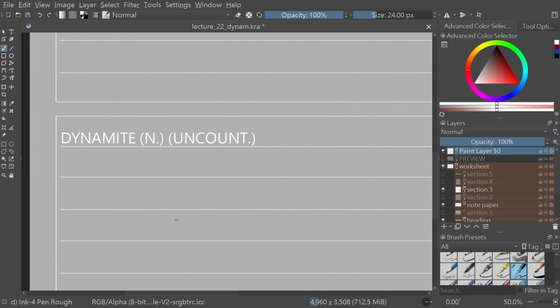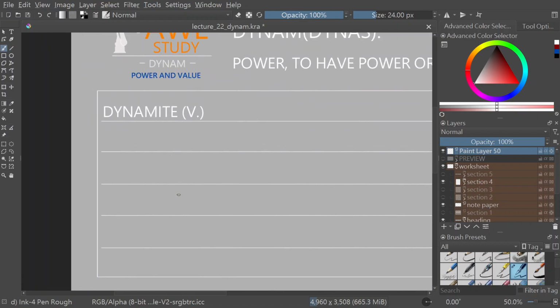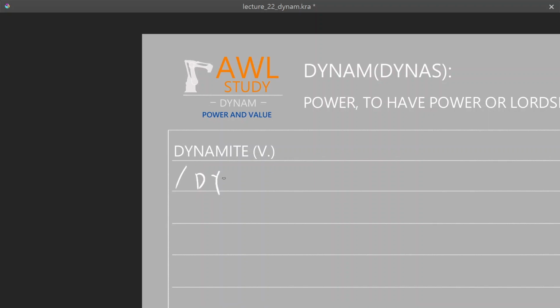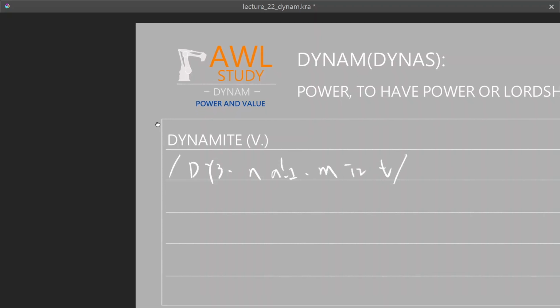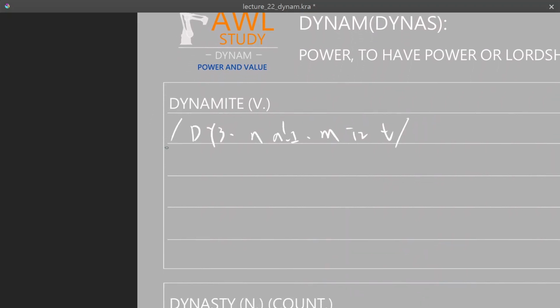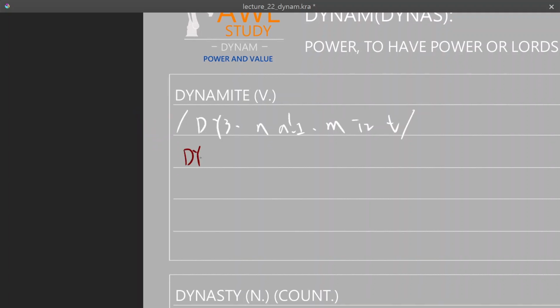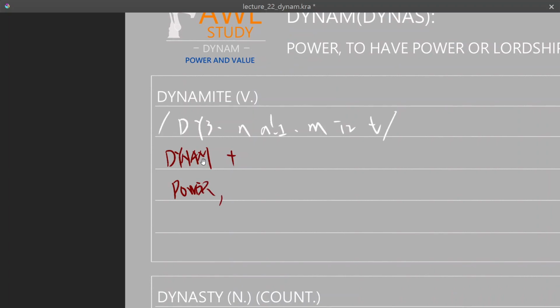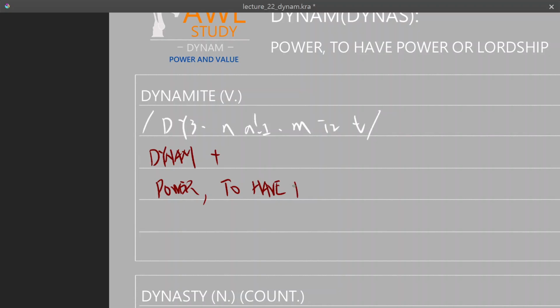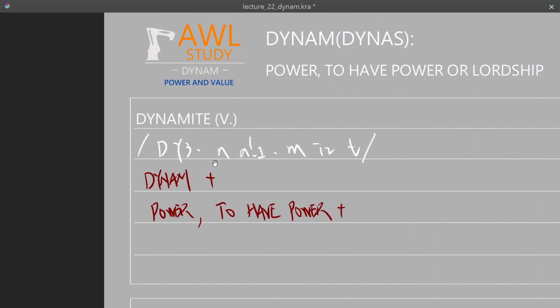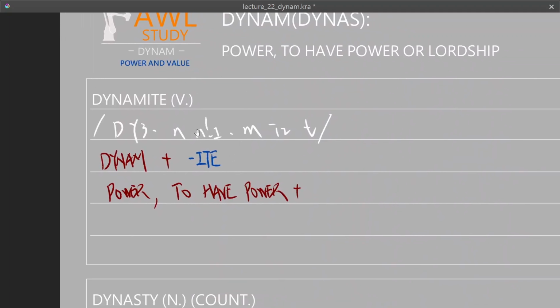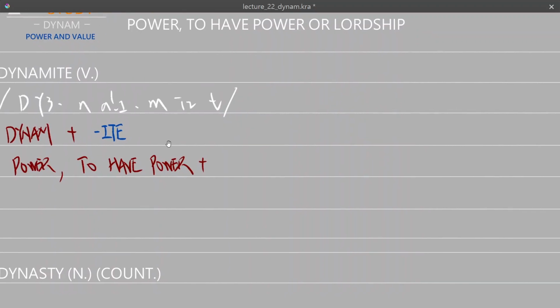Alright, next we have dynamite, same pronunciation but used as a verb. Dynamite. And we have again the root dynam, meaning power or to have power. And now the suffix ite. So just as before, it has three meanings.